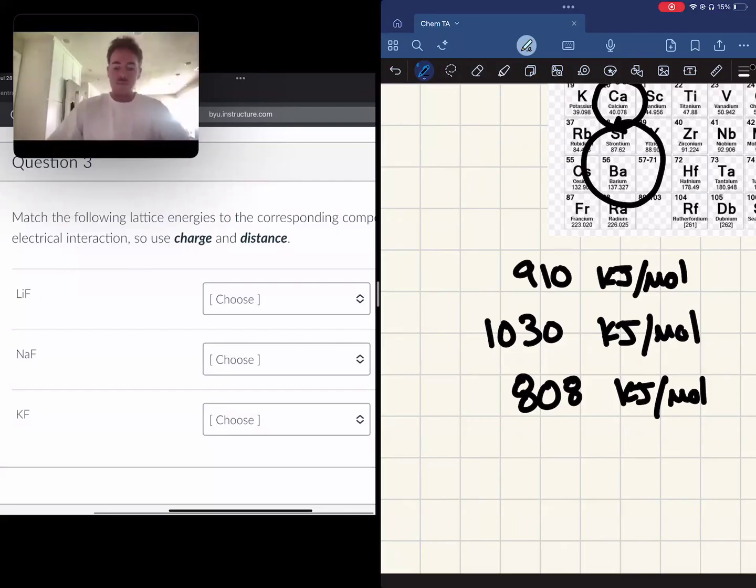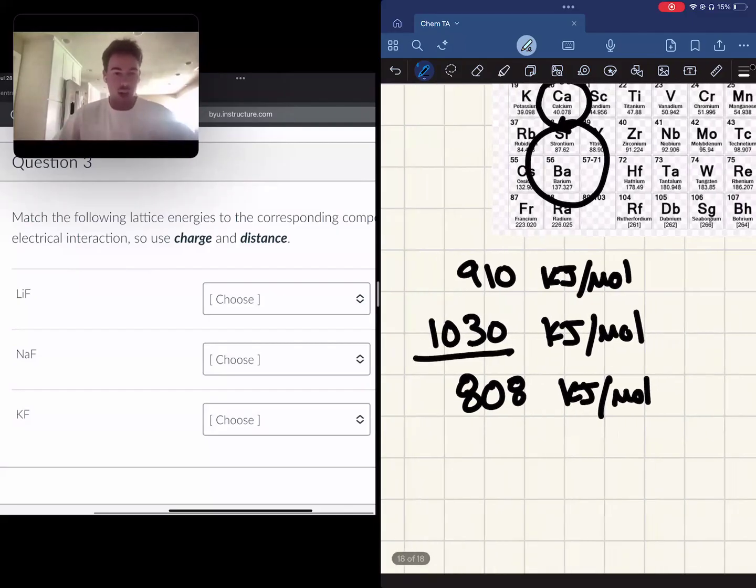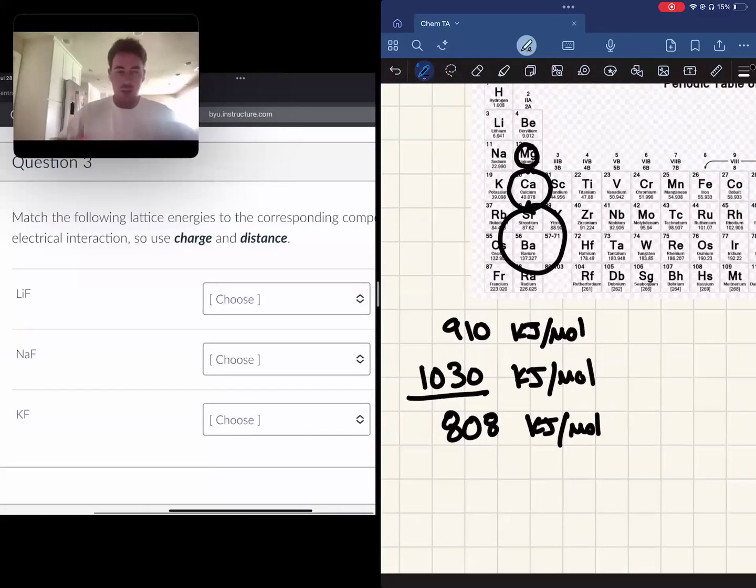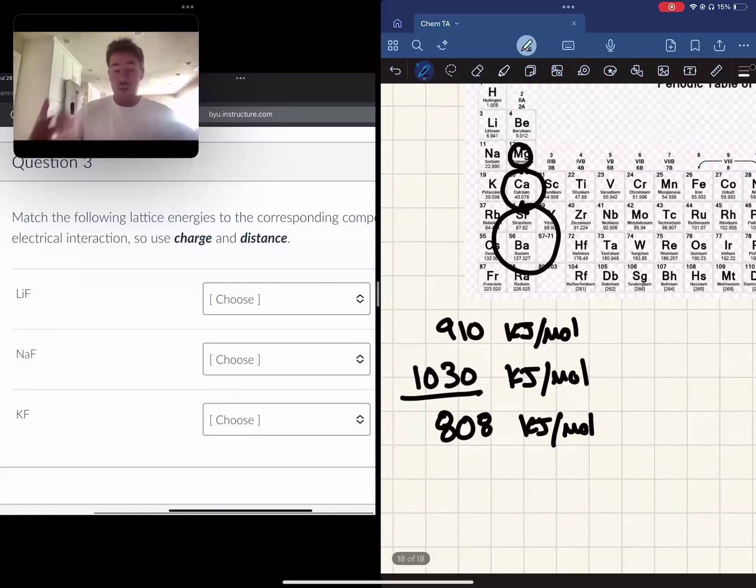Okay. So again, let's look at the trends here. Remember, I said it's based on charge and distance. The strongest lattice energy, so this is the highest lattice energy, is going to be the molecule that has the highest charge, and that is the smallest. Okay, they all actually have the same charge because lithium, sodium, and potassium all have a +1 charge, and then the fluorines are all -1. Okay, so we're only looking at size here.